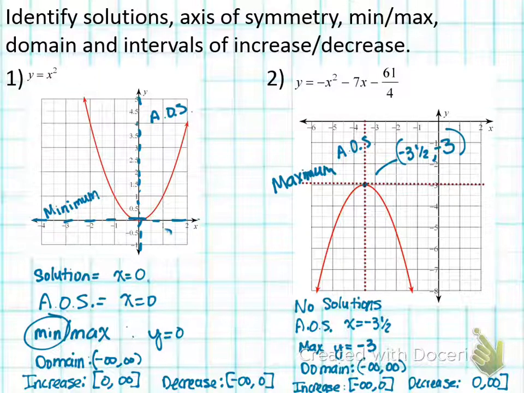So a lot of this will be repetitive. So it's either going to be one or the other. Domain is always the same for any type of quadratic graph. Drawing your axis of symmetry and so forth. So that's what we're doing.